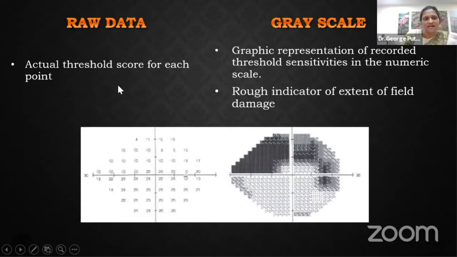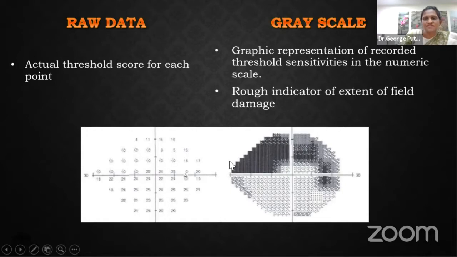The raw data gives the actual threshold score for each point. The numerical represents the decibels. So the higher the number, the higher is the retinal sensitivity. The lower the number, the lower is the retinal sensitivity. So usually the fovea has the highest retinal sensitivity. The maximum record in young patients is around 40 decibels.